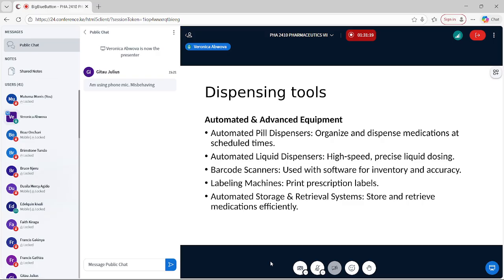Okay. Then automated storage and retrieval systems usually store and retrieve medications efficiently. Online, I think it's China that currently has automated pharmacy systems where you fill in the requirements for the prescription, and they basically use robots, okay, to retrieve the items. You generate the label, and it brings everything to the dispensing area for dispensing, okay?